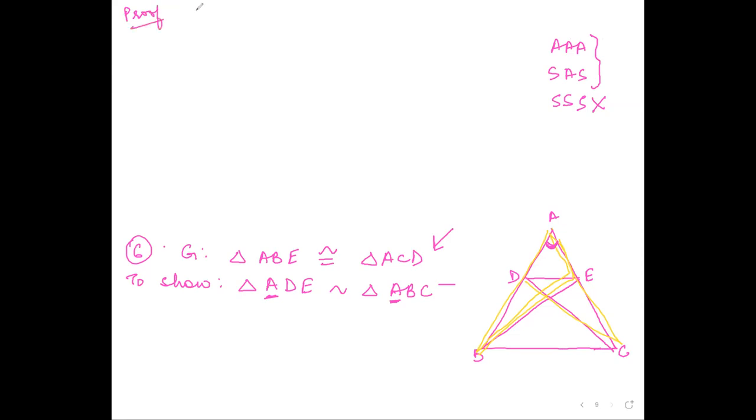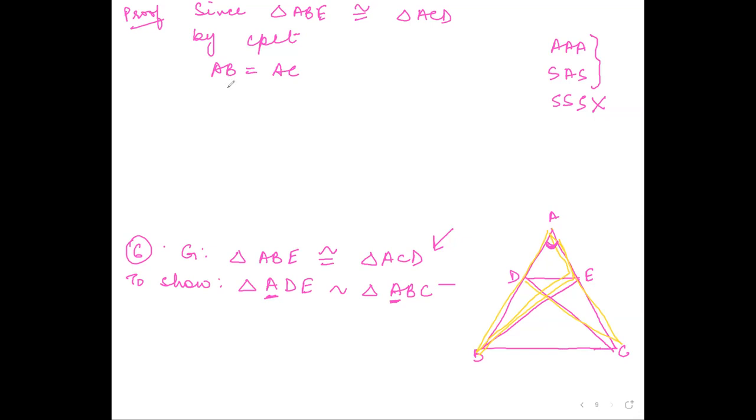Proof. Now, since these two triangles are congruent, triangle ABE is congruent to triangle ACD. Congruent means the corresponding angles are also equal, and the corresponding sides are also equal. So by CPCT, what can I write? AD is equal to AE. Very good. So first of all, AB, what you said, AB is equal to AC, right?